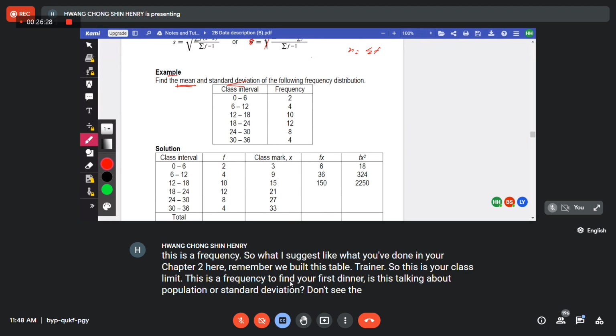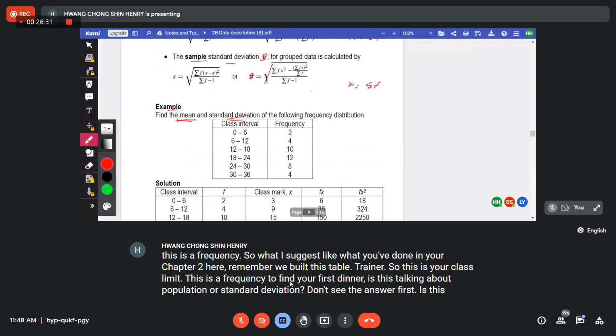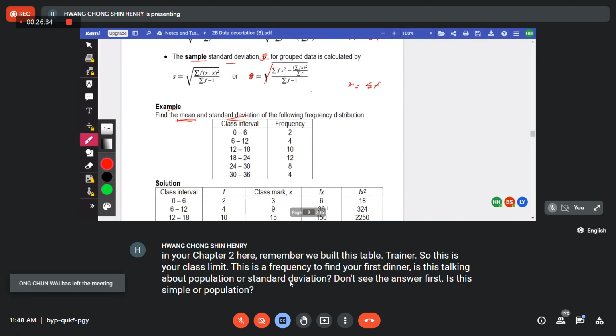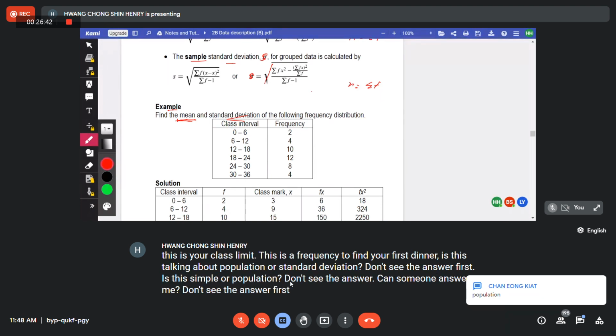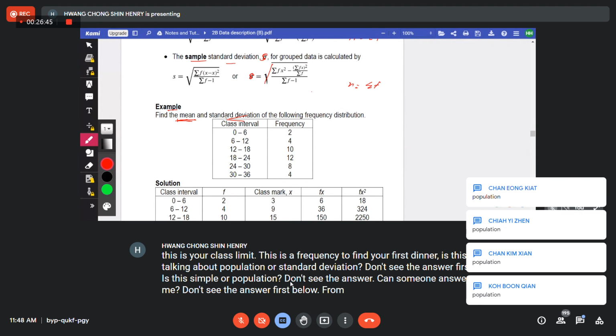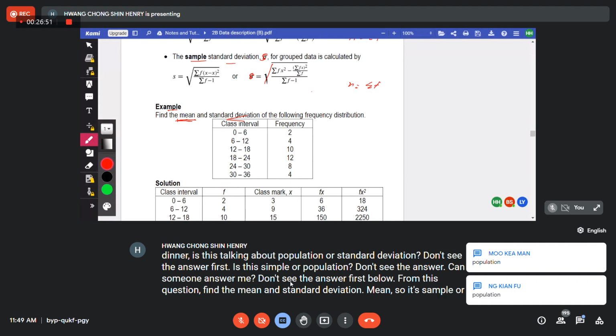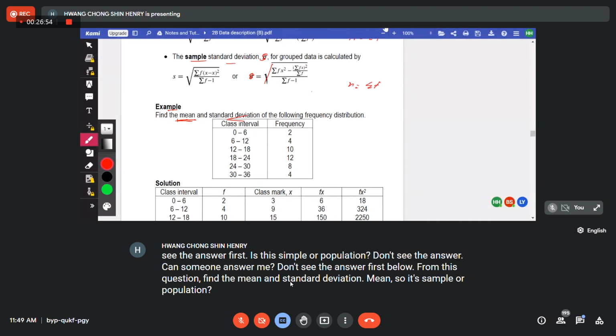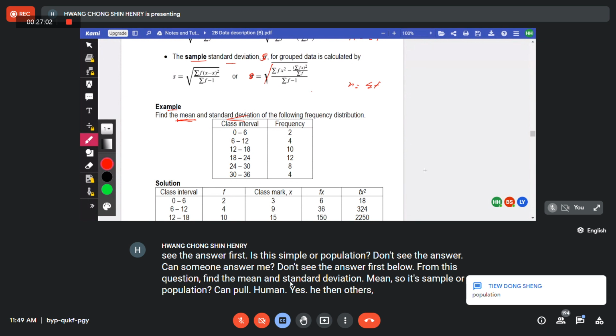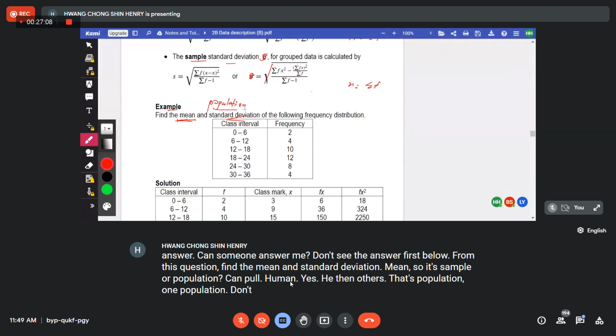To find your first thing, is this talking about population or sample standard deviation? Don't see the answer first. Is this sample or population? Don't see the answer. Can someone answer me? From this question, find the mean and standard deviation. Mean, sample or population? Kenfu, Kiaman, yes. Izan, others? The answer is population. Why population? Don't tell me you see the answer here.